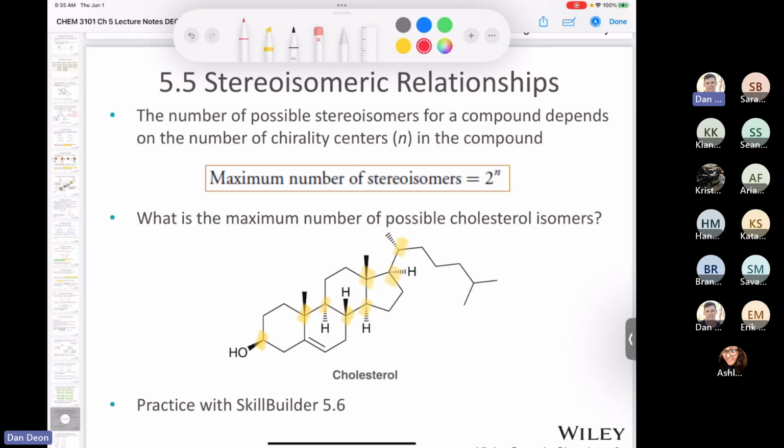And so if you were to calculate the maximum number of stereoisomers, you have to do 2 to the power of 8, which you probably don't know off by heart. You could figure it out in your head, but it gives you 256. So that means that cholesterol has one enantiomer. But how many diastereomers would cholesterol have? If there's 256 possibilities, one of them is cholesterol and one of them is its enantiomer, so it would have 254 diastereomers.